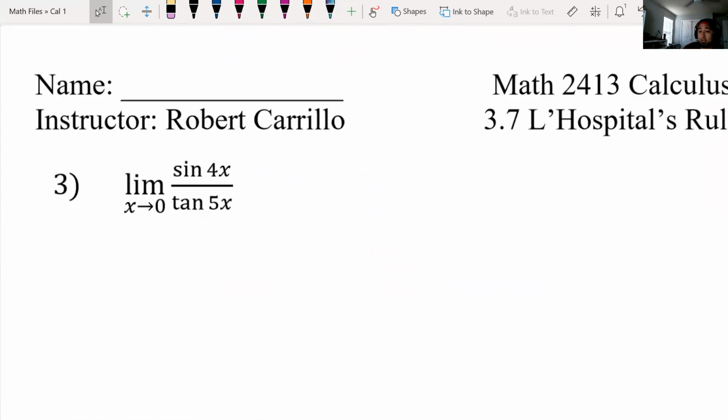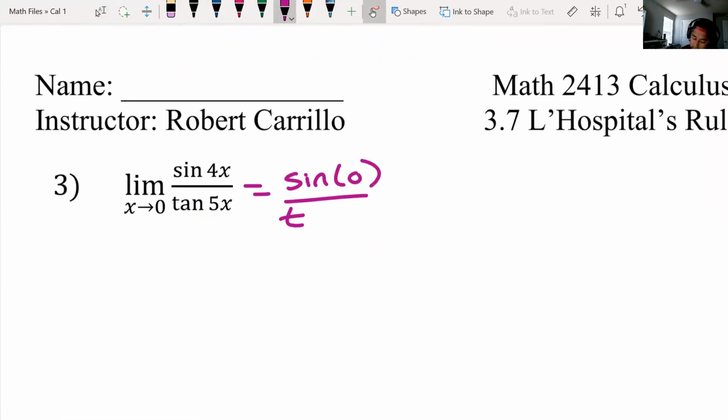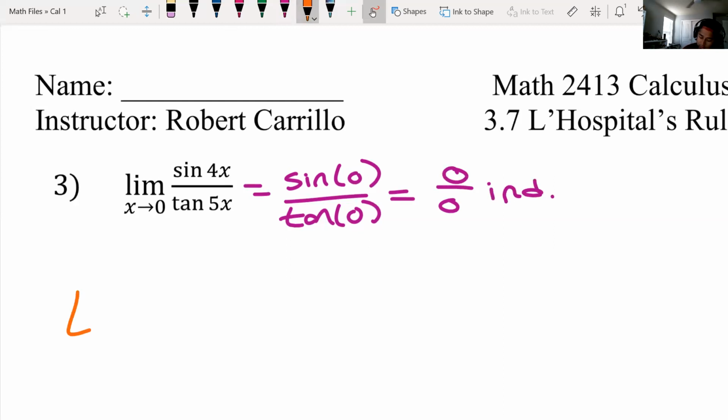3. The limit as x approaches 0 of sine 4x over tangent 5x. If you plug in 0, you get sine of 0 over tangent of 0. And what are both of these at 0? Zero. 0 over 0. Indeterminate. Take them to the hospital.